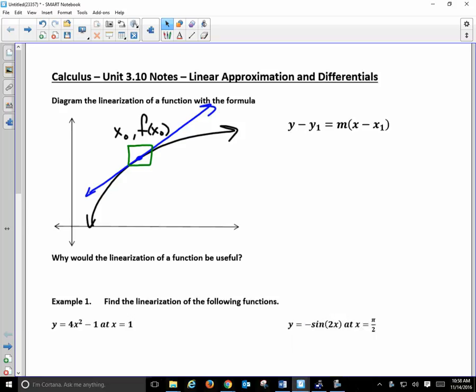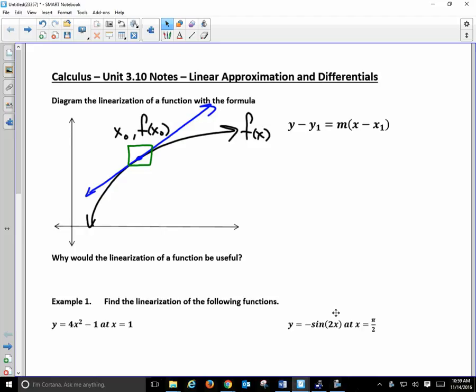So we're going to spend 2 days. The first day we're going to talk about linear approximation. And so I've drawn a function, f of x, and I've drawn the linear approximation, which is just simply the tangent line. So you see that in blue.